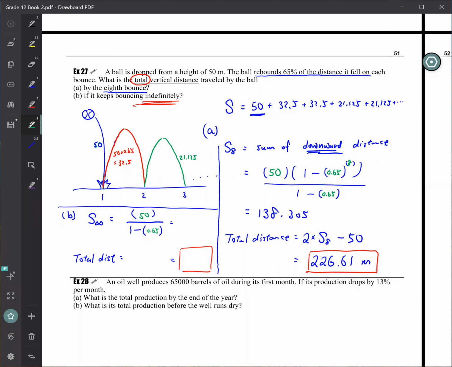Let's check the S infinite, okay? Cindy, what do you have for S infinite? 142.857. Okay, right, so you can see that it's bigger than the S8 that we got, right? Because it bounced more. It makes sense, right? If it's smaller than that, it doesn't make sense. Okay, please raise your hand if you get the answer in the red box.